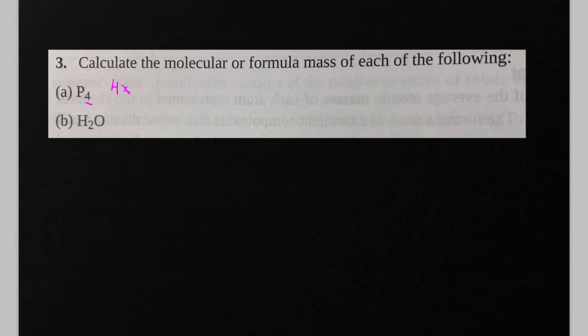So the way we calculate the molecular mass for this substance is by multiplying 30.974 by this subscript of 4. So if you punch that in on your calculator, you should get 123.896. And that's in units of grams per mole, or units of AMU.